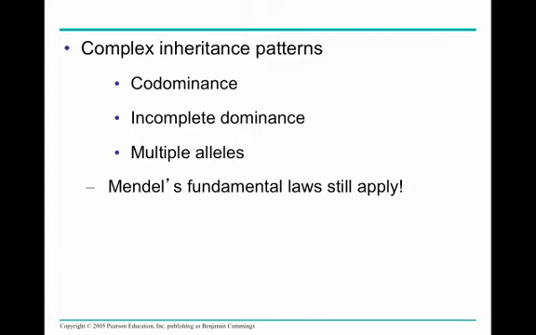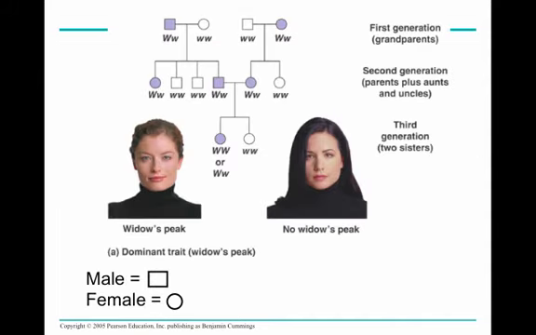All right, so there are other more complex inheritance patterns than the complete dominance we talked about with Mendel. So take a look at codominance, incomplete dominance, and multiple alleles. All of Mendel's fundamental laws do still apply. So we just see a different kind of inheritance pattern based on the different types of organisms and what exactly is going on with the alleles. So there's a really great example of each of these inheritance patterns in the main PowerPoint, and they're described in detail in the chapter. So take a look at those.